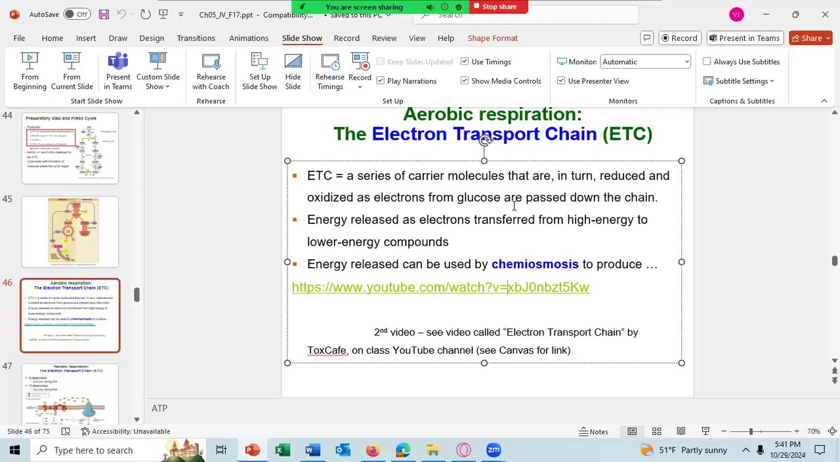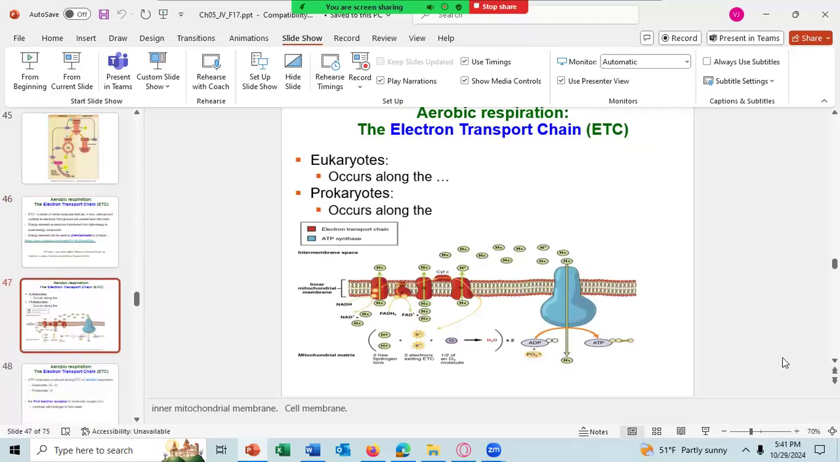All right, let's take a look at the electron transport chain. In aerobic respiration, the electron transport chain occurs along and across the inner mitochondrial membrane in a eukaryote cell. Prokaryotes do not have a mitochondria, and so the electron transport chain occurs along and through the cell membrane.